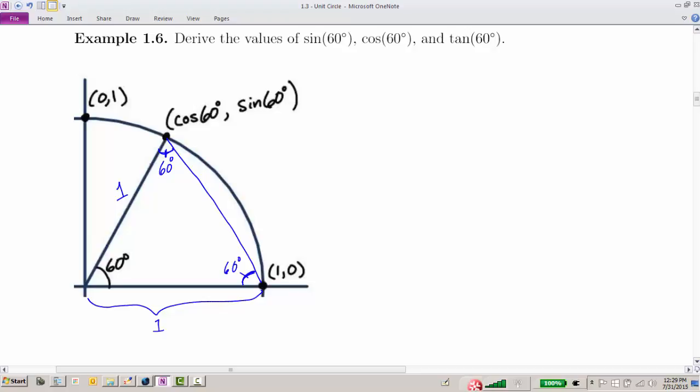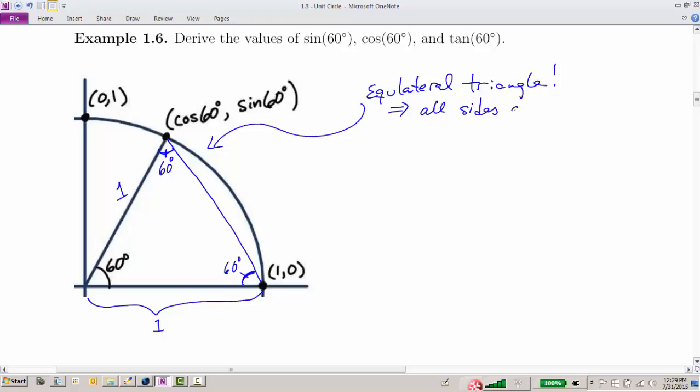And in a triangle where all angles are equal, we know that all sides are equal. So in fact, this is an equilateral triangle, which means all sides are the same. So this third side must also have a length of 1.